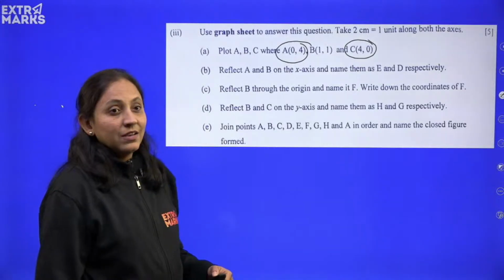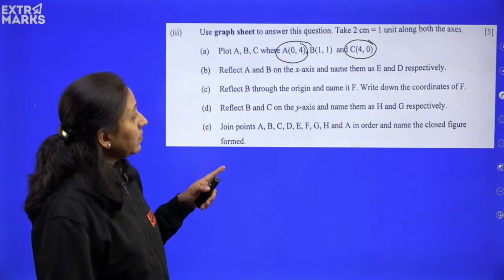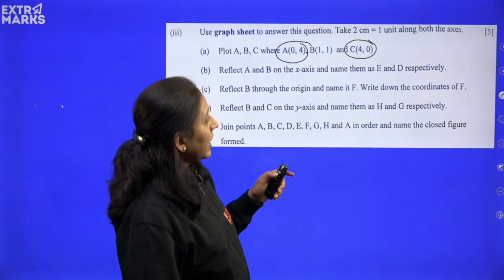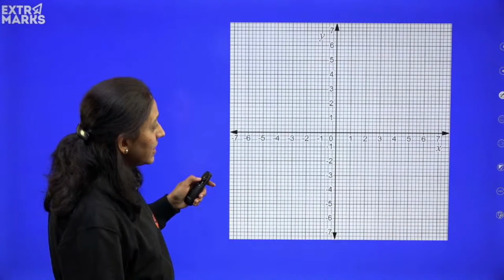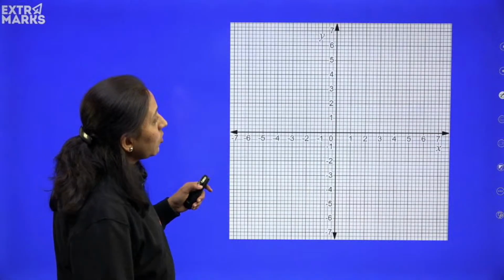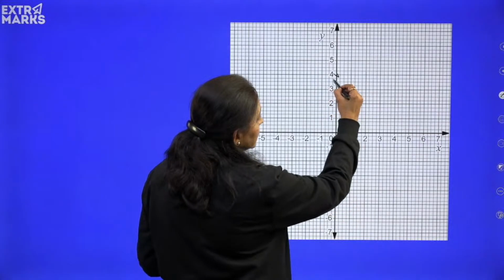Then we have to reflect A and B on the x-axis and name them as E and D. So let us plot it now. 0, 4 will come here. This is A.